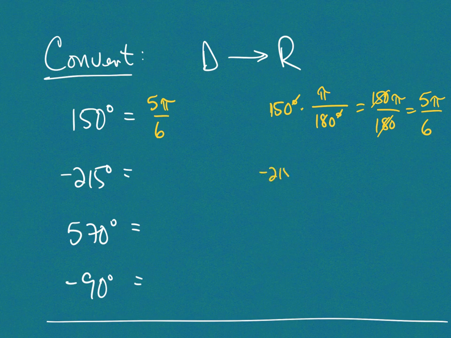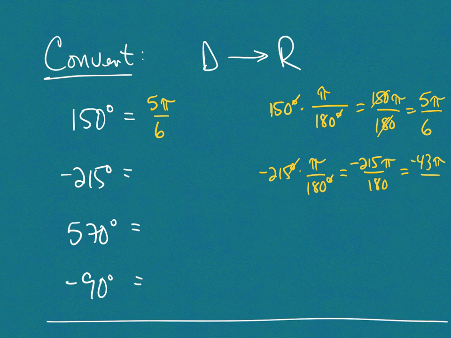Negative 215 degrees. We're going to multiply by pi over 180 degrees so that the little circle notations cancel on the degrees. And what I'd have then is negative 215 pi over 180. And what can I cancel this time, guys? Just a 5, I think. Just a 5 top and bottom, right? So let me just punch that out. I don't want to screw that up. So 215 divided by 5 would be negative 43 pi. And 180 divided by 5 is 36. There we go. So negative 215 degrees would be negative 43 pi over 36.